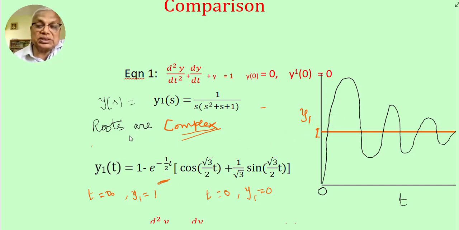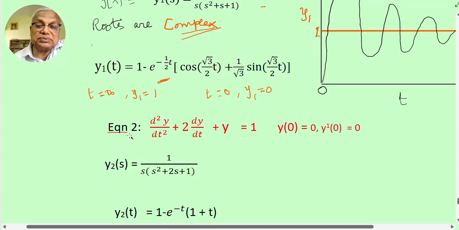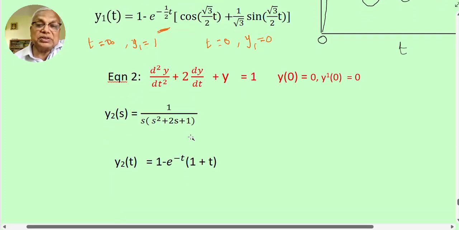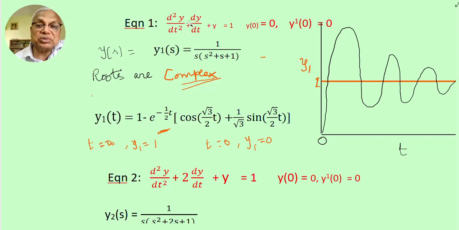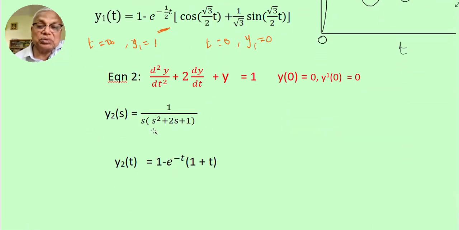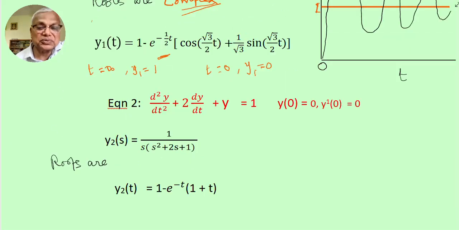Okay, now let us consider the second equation. It is almost similar to this, almost the same. What is the difference? Initial conditions are the same, everything is the same. The difference is this: here the coefficient is 2, and here it is 1. Now what will be the nature of the roots here?